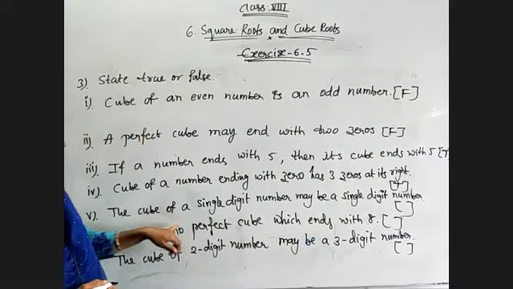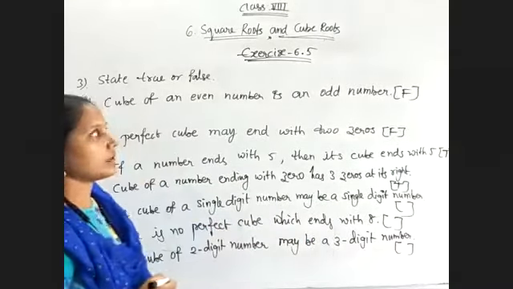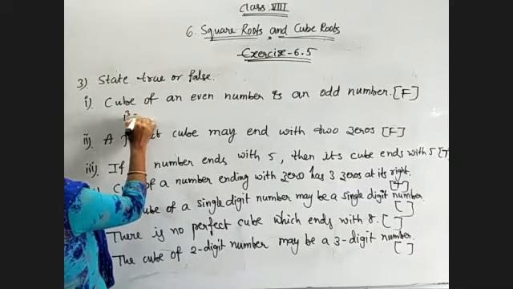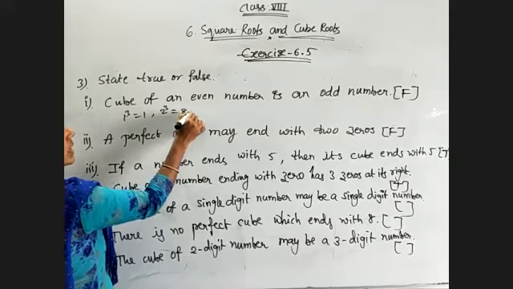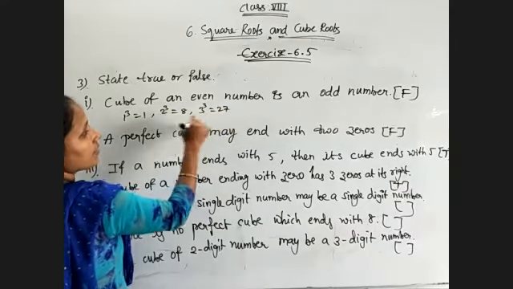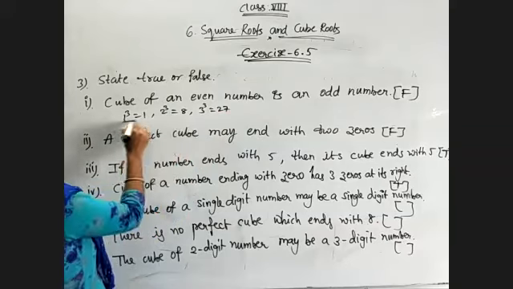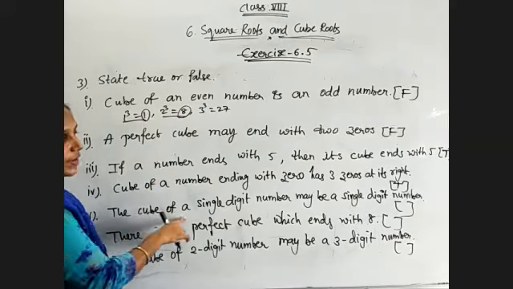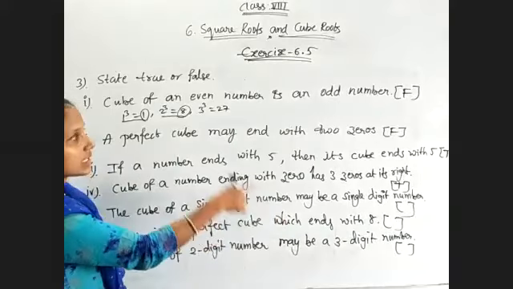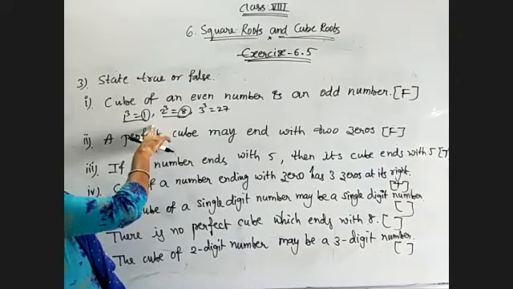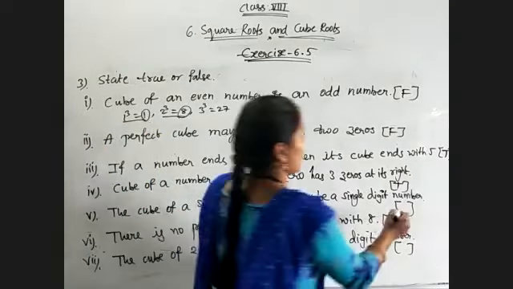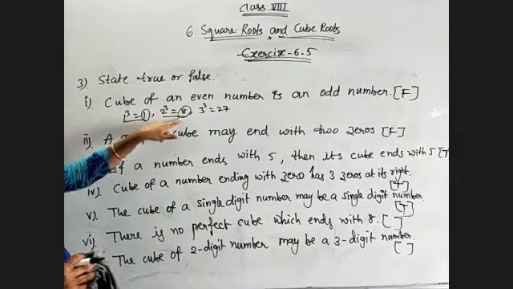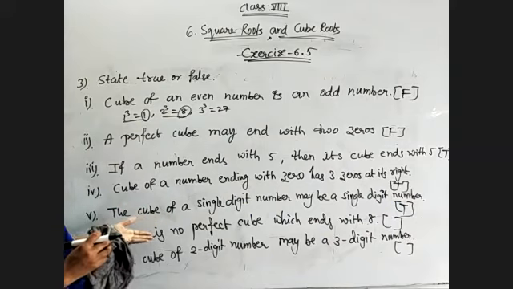And the cube of a single digit number may be a single digit number. Find out: single digit number means the cubes of 1 to 9. We know already, 1 cube is equal to 1. 3 cube is equal to 27. After this we are getting two digit numbers. Only two numbers have single digit cubes. Observe that the cube of a single digit number may be a single digit number. For these two numbers we are getting a single digit only. So it is true. The given statement says "may be", so it is true.